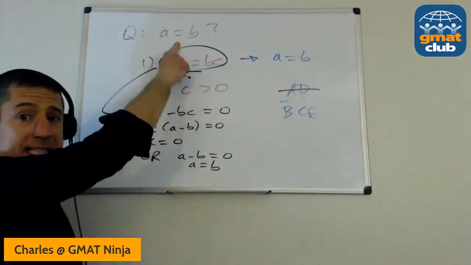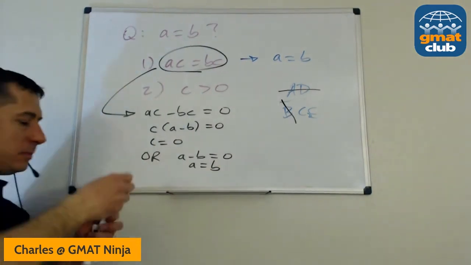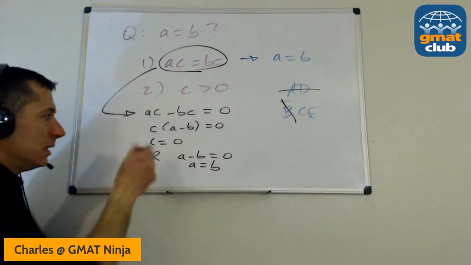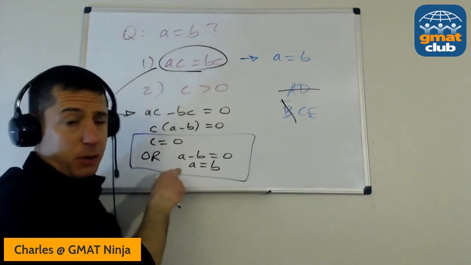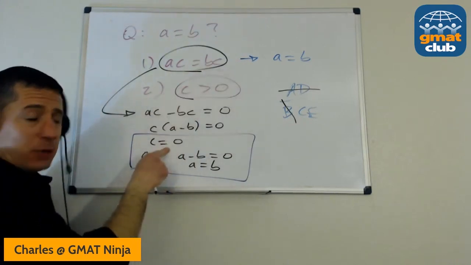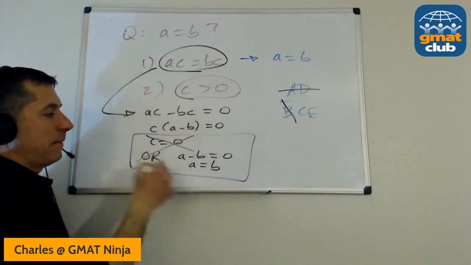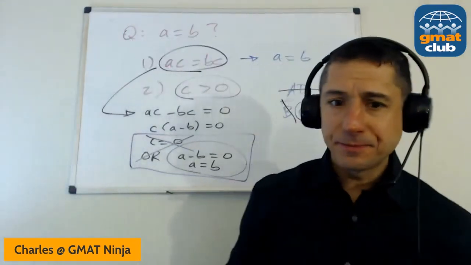Nothing. And now as you put them together, remember we're in this little world here where we know from statement 1 that either C is equal to 0 or A equals B. Could be both, I suppose. Now, if we know that C is greater than 0, then C is not equal to 0, which means this has to be true. And your answer is C.